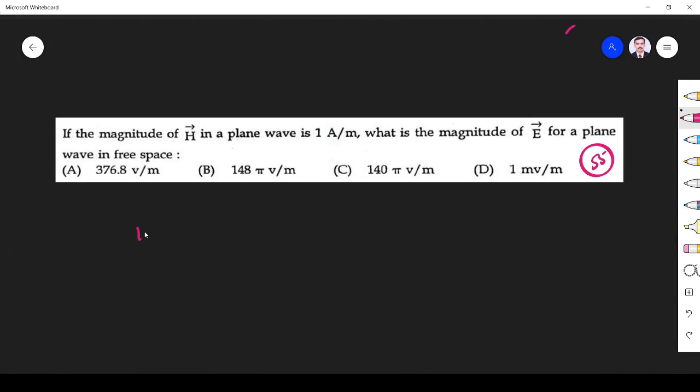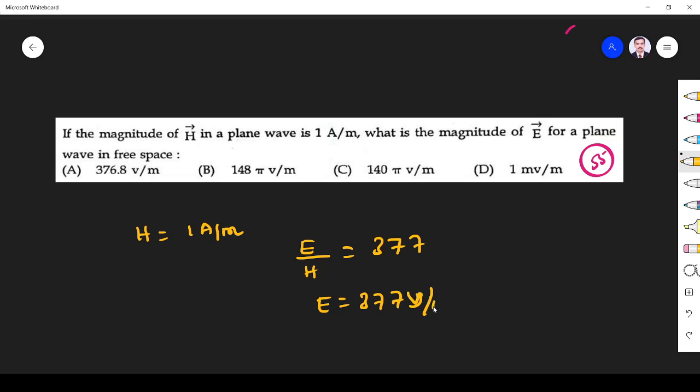Next, the magnitude of the H wave is 1 ampere per meter. What is the E in free space? We know in free space E by H is equal to 377 ohm. H is given, so E is equal to 377 volt per meter. From this, the answer is option A, 376.8.